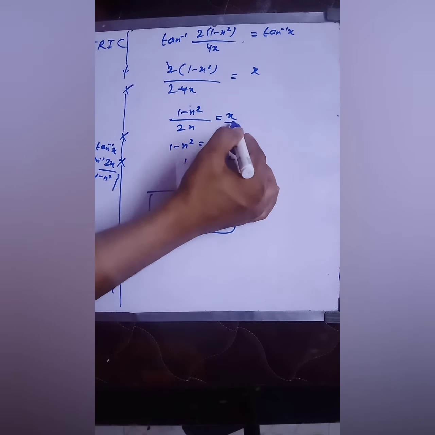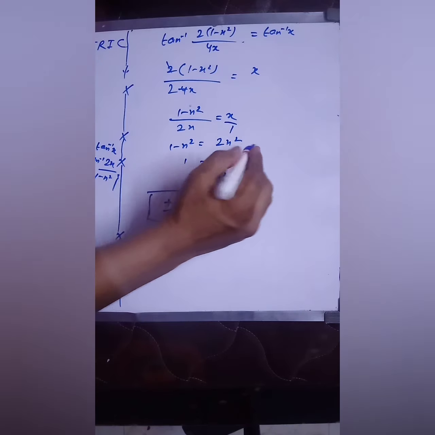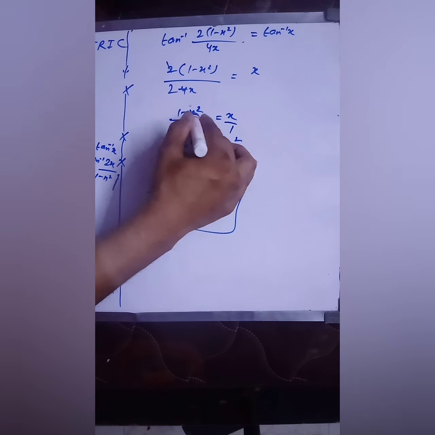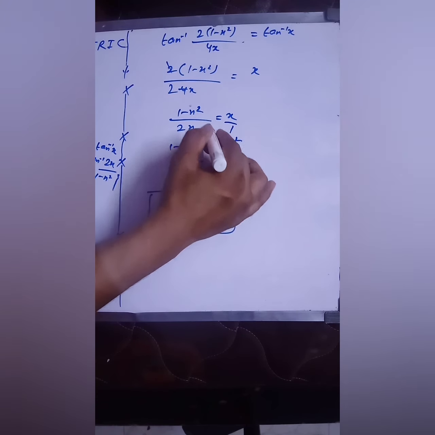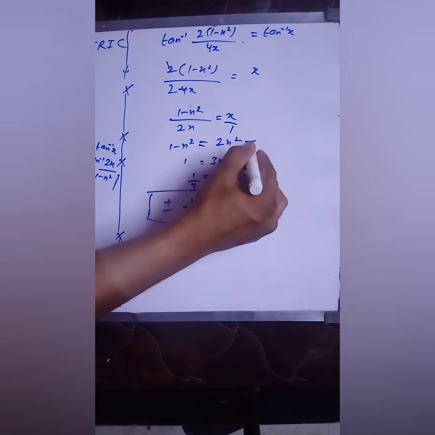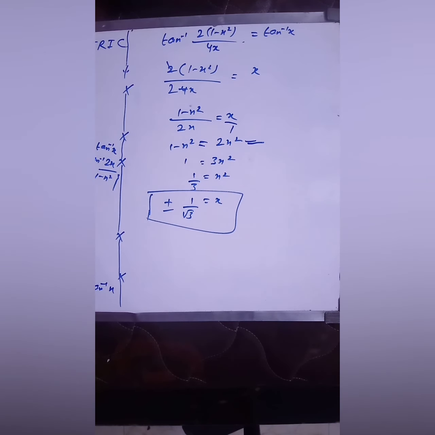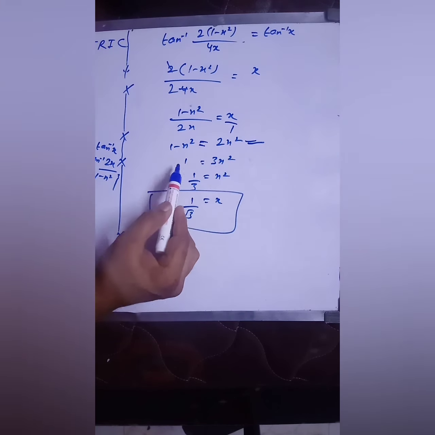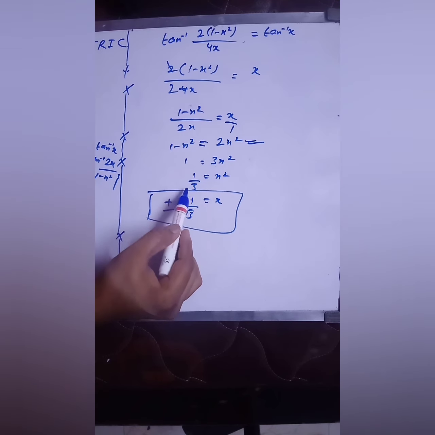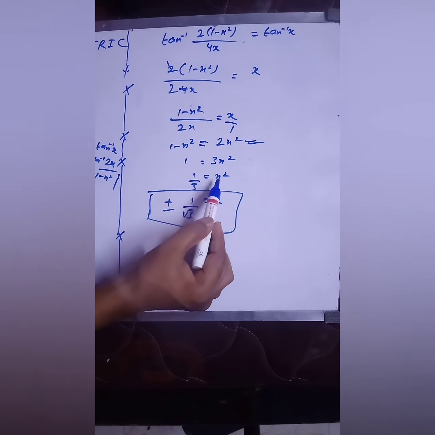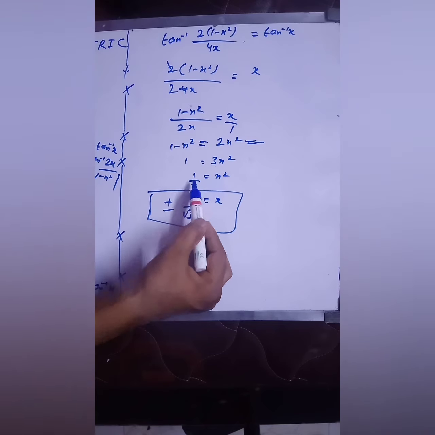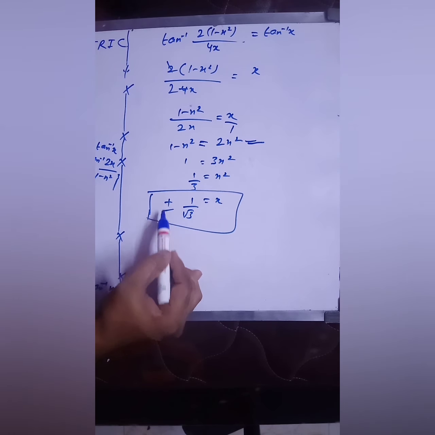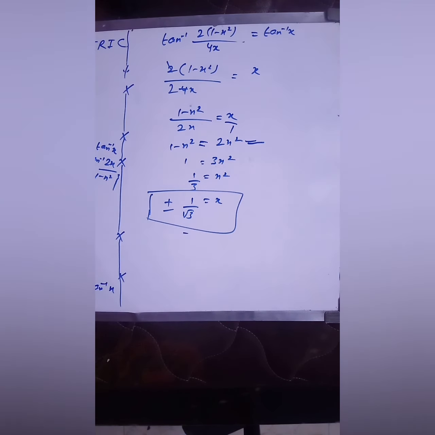After this you have to cross multiply, and 1 minus x square is equal to 2x square. You will get this step, and this x square will come on the right hand side. 2x square plus x square, that would be 3x square, and that equals 1, and 3 will come in the denominator. x square equals 1 by 3, and your x would be plus or minus 1 by root 3. So this is your answer.